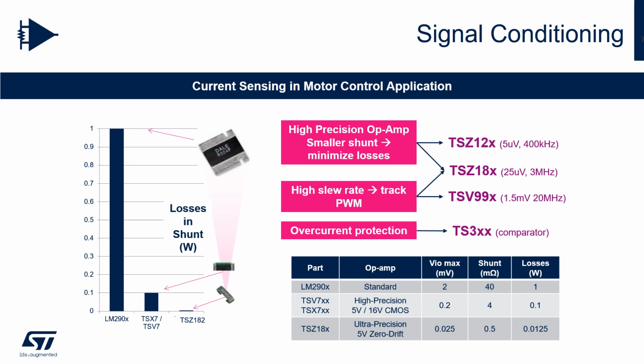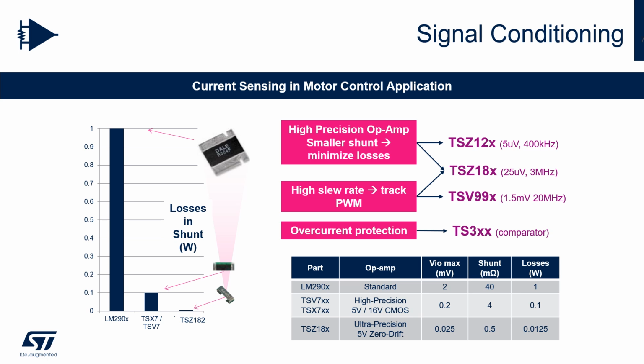Signal conditioning in motor control means mainly current sensing, and it's quite often overlooked. But it's worth having a deeper look at it because the right choice can bring benefits. The high precision op-amp family, TSZ, enables you to have a much better signal to noise result, so you can use smaller shunts and minimize the losses of the system.